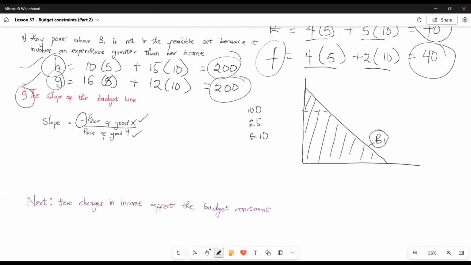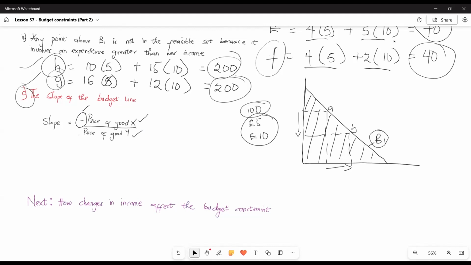So if Ella starts from point A on this curve, and wants to consume more of good X, which will move her to point B, because her income is fixed and the prices have not changed, for her to be able to consume more of good X, she has to give up some of good Y. So this is like a negative relationship or some trade-off between the two goods. So that is why the slope of the budget line is negative. It simply tells us that for you to consume more of one good, given your fixed income and the price of the good, you have to decrease the amount of money that you spend on the other good.